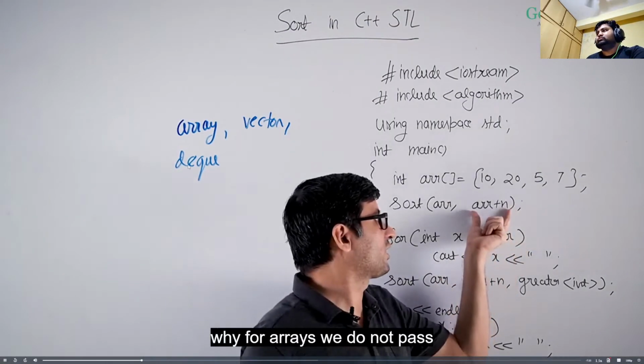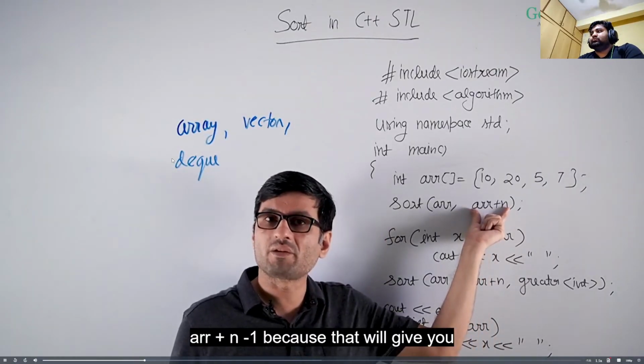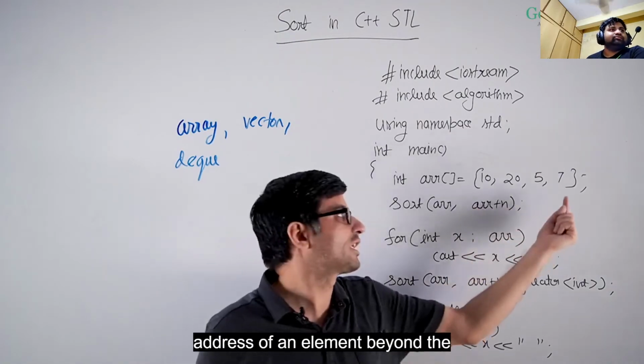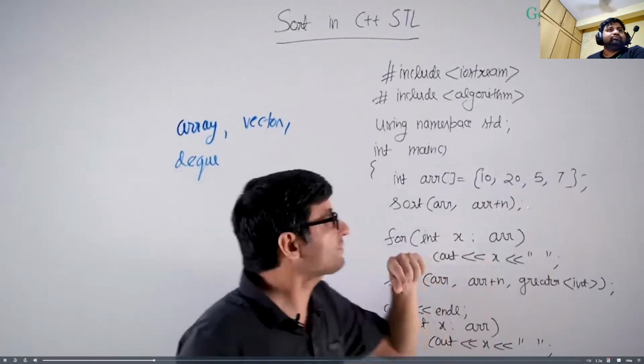So that is why for arrays, we do not pass array plus n minus 1, because that will give you the address of the last element. But we pass array plus n. That gives you the address of an element beyond the last element.